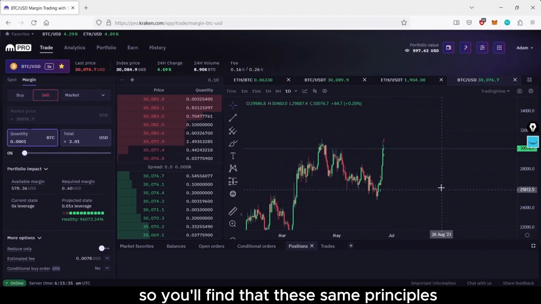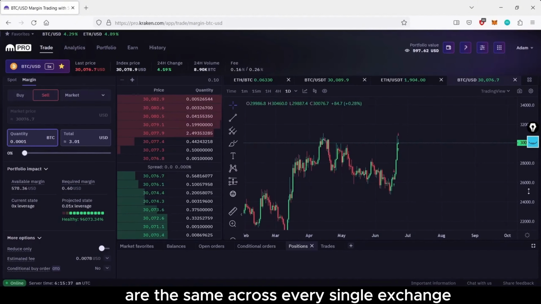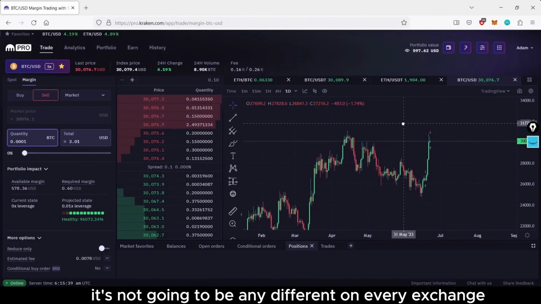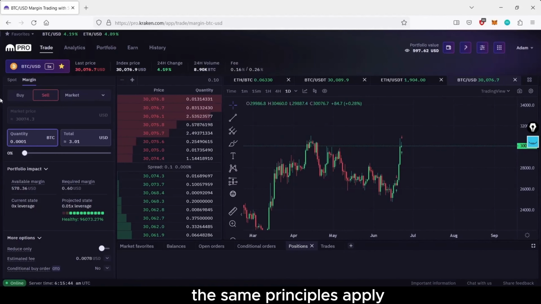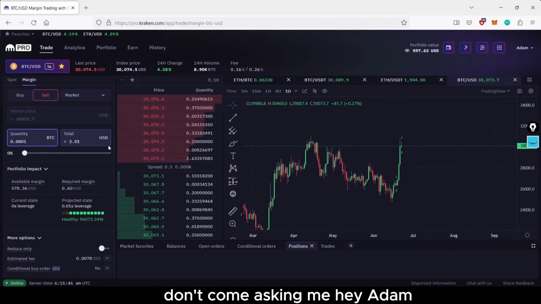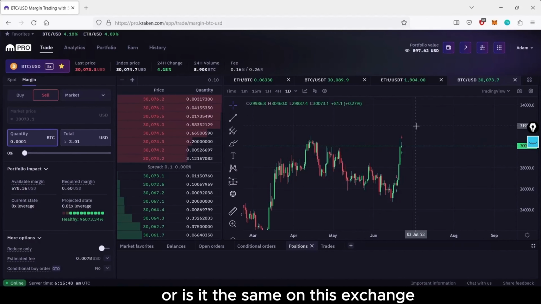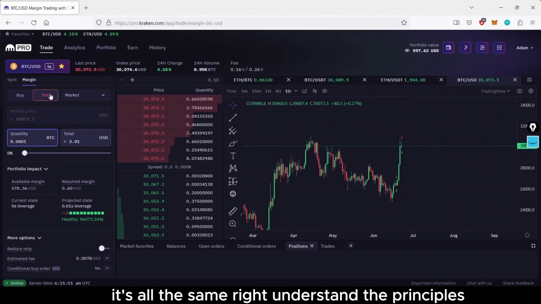So you'll find that these same principles are the same across every single exchange. It's not going to be any different on every exchange. It's going to be the same thing. They're going to use the same terminology. The same principles apply. Don't come asking me, hey Adam, is it the same on this exchange? Or is it the same on this exchange? It's all the same, right?